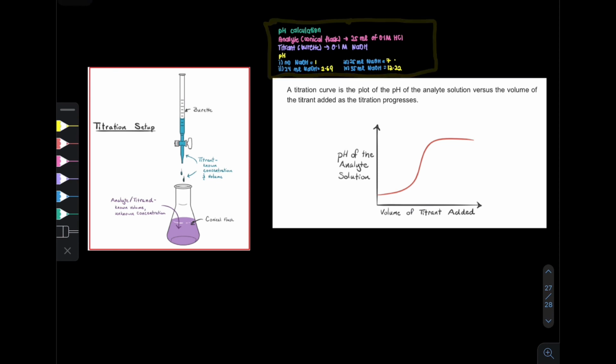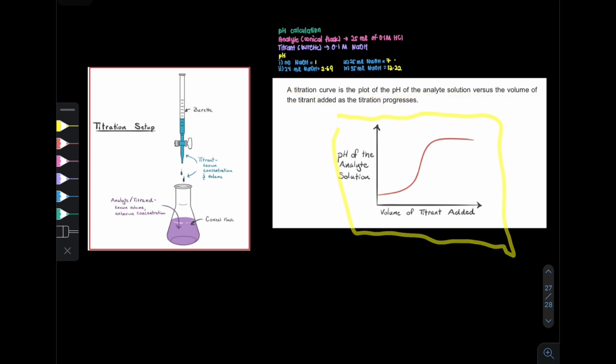On your notes, you're still going to look at page 17, but here I'm just going to do some extra bits. Before I explain, in your notes there is a box. The information there is going to be used for the titration curve. So what is actually a titration curve? It's the plot of the pH of the analyte solution versus the volume of the titrant added as the titration progresses. For example, this one I use a bit based on our example pH calculation.